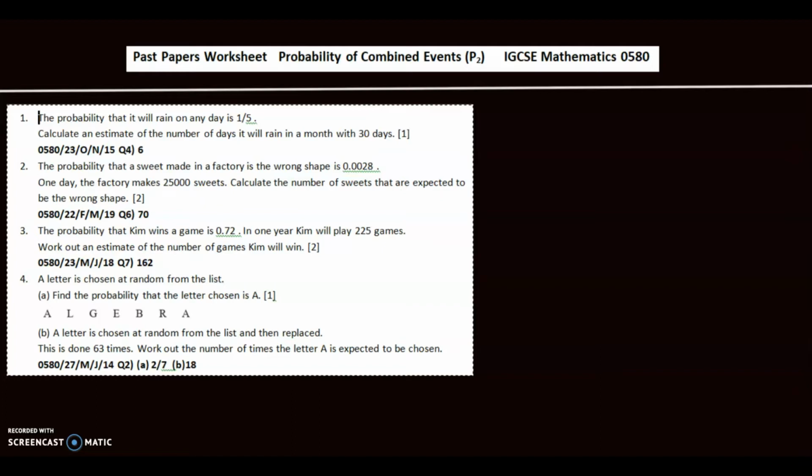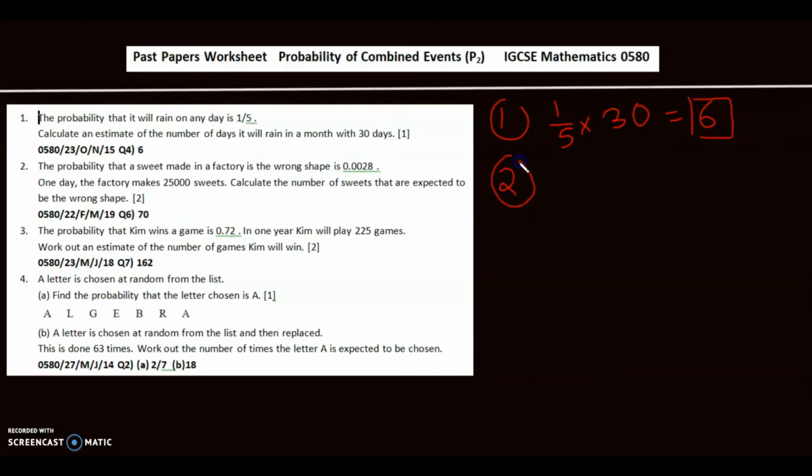Okay, question number 1. The probability that it will rain on any day is 1 upon 5. That means from 5 days, probably it will rain 1 day out of 5 days. Calculate an estimate of the number of days it will rain in a month with 30 days. So if out of 5 days it's raining 1 day, then in 30 days, how many days can we expect the rain? All we need to do is multiply the probability with the number of days. So we do 1 upon 5 times 30, which gives 6. So 6 is the answer for question number 1.